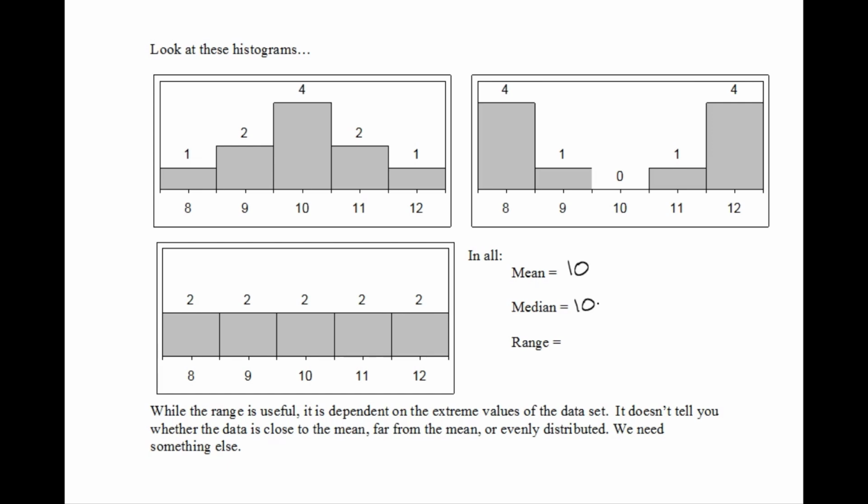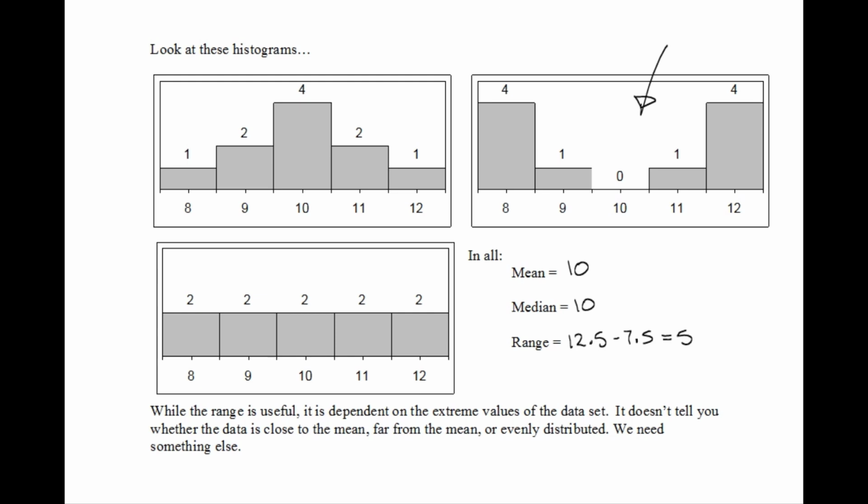And in each of these, the data range from 7.5 is the lowest possible data point, 12.5 is the largest. So we would subtract those to get the range of 5. In other words, we have 5 bars 1 unit wide in all cases, and so our range is 5. So in all of these, our mean, median, and range are identical, but we have very different data sets. This one has a lot of data points at the ends, very low, very high, nothing in the middle.